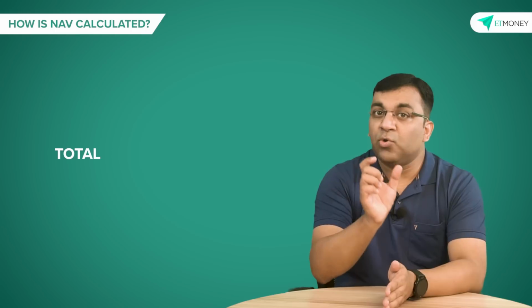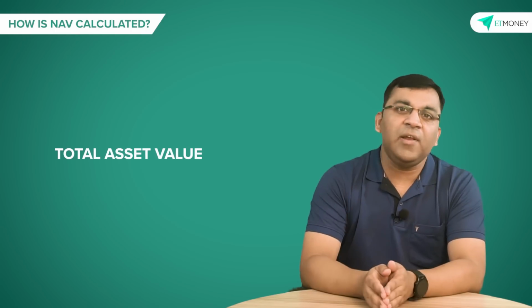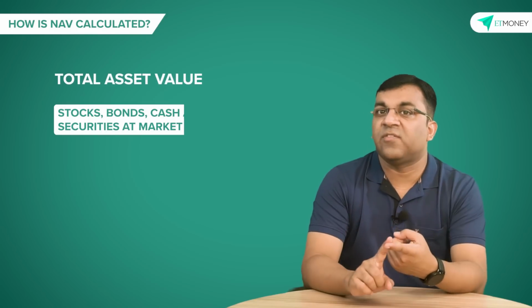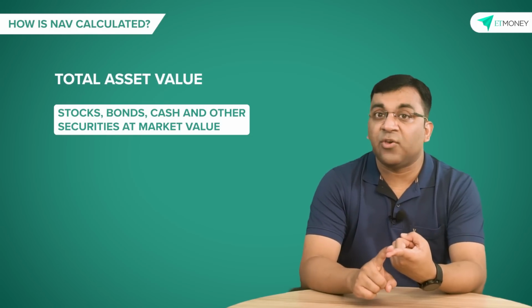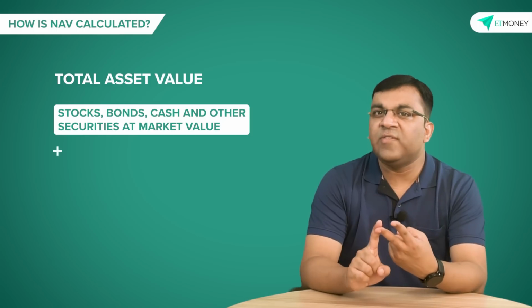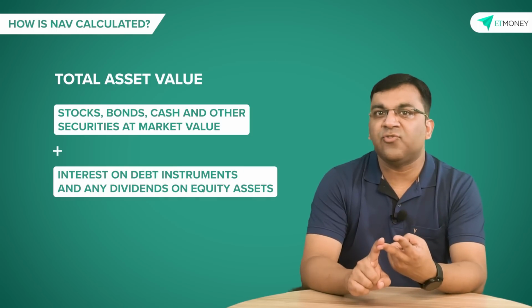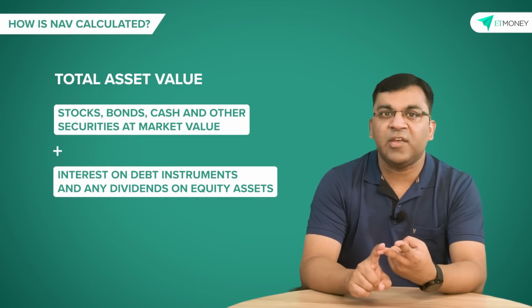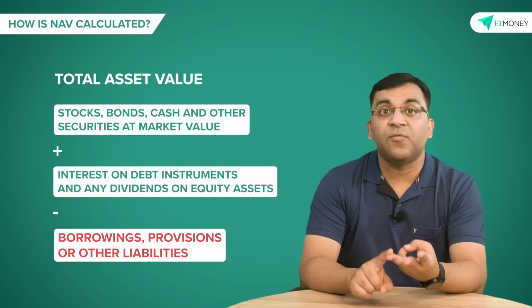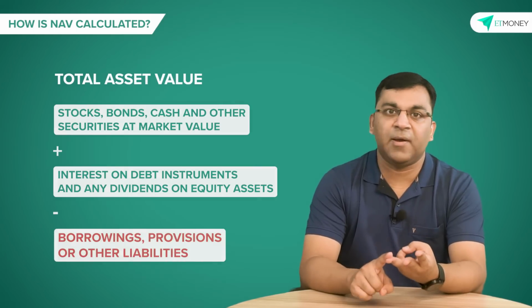While the expense ratio and outstanding units are rather straightforward, it's important to have a deeper understanding of the term total asset value. Now, the total asset value of a fund includes a number of items. It includes the stocks, bonds, cash, and other securities, all of which are taken at the market value. It also includes any interest that is accrued on debt instruments and any dividends that are received on equity assets. And finally, it also accounts for any borrowings, provisions, or liabilities undertaken by the fund.